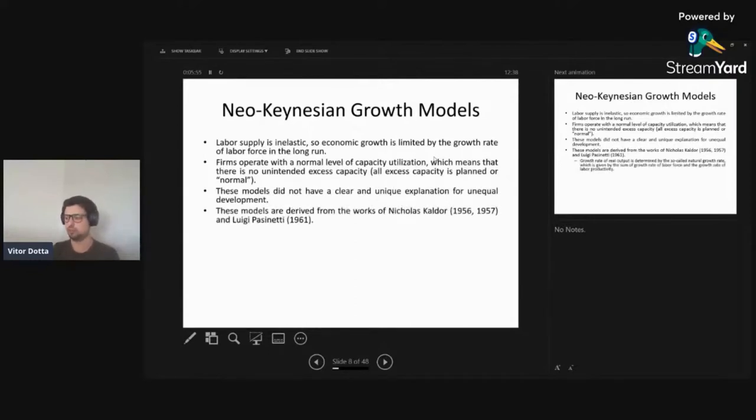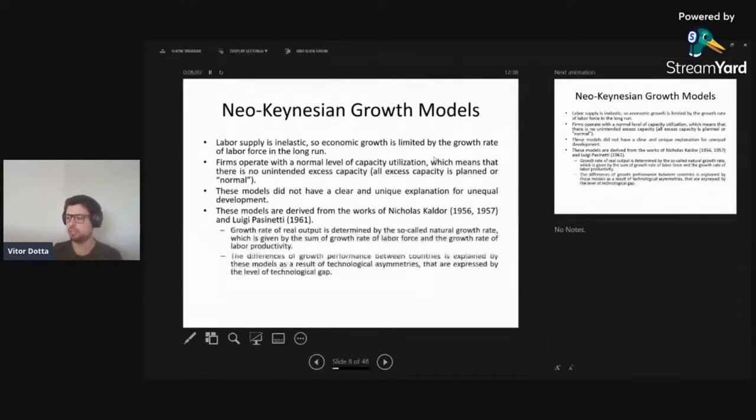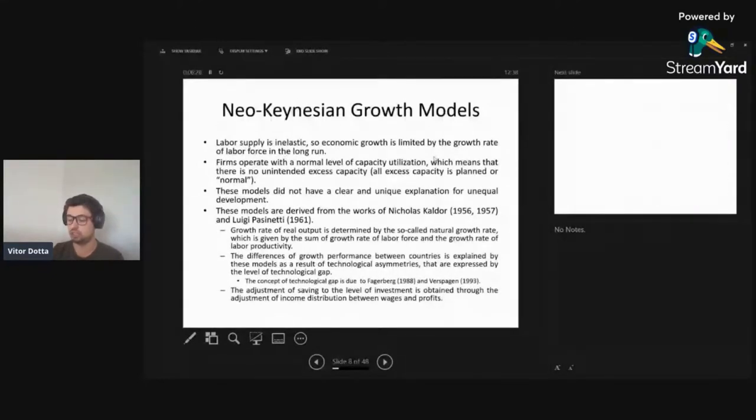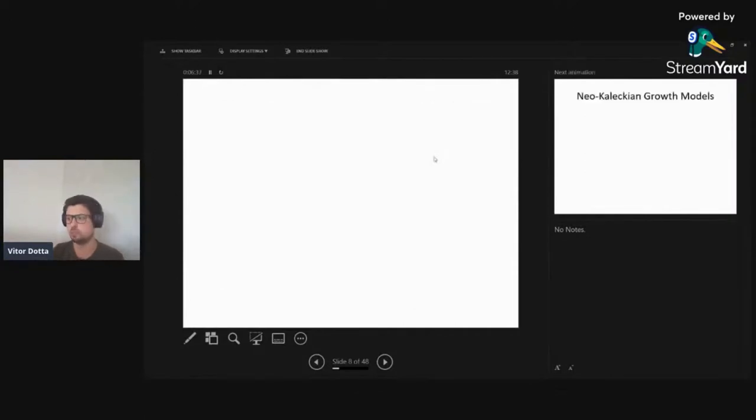For instance, these models are derived from the works of Kaldor and also Luigi Pasinetti. The growth rate of output is determined by the so-called natural growth rate, which is given by the sum of the growth rate of the labor force and also the growth rate of labor productivity. The difference in performance, for instance the asymmetries between these countries, is a result of technological asymmetries and also the level of technological gap. The concept of technological gap is from Fagerberg, and the adjustment of the saving level to the level of investment is obtained through the income distribution between wages and profits.